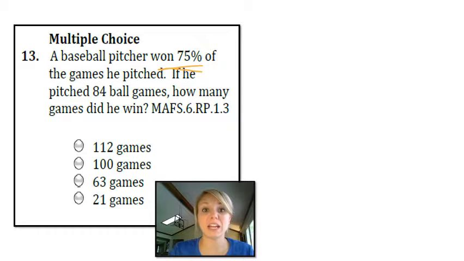If he pitched 84 games, how many did he win? Well, there's a couple of things here that I'm going to share with you. First thing I want to see is I see the word "of." And I don't know if you know this or not, but anytime you see the word "of" in math, it usually means to multiply.